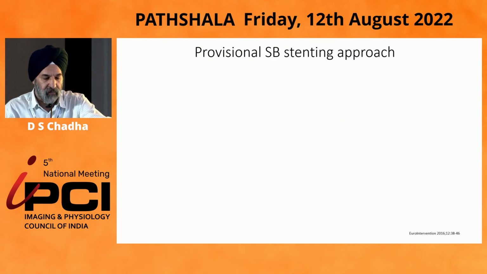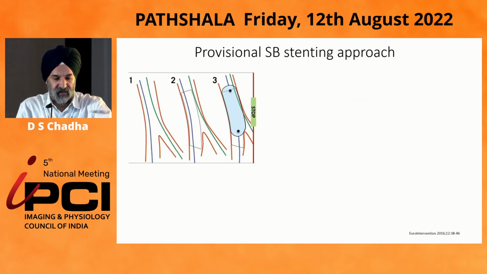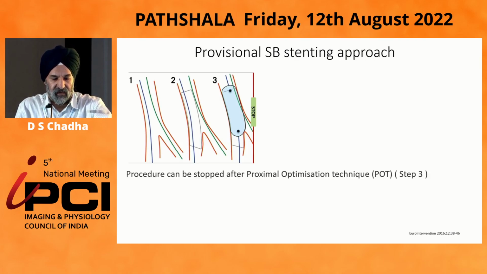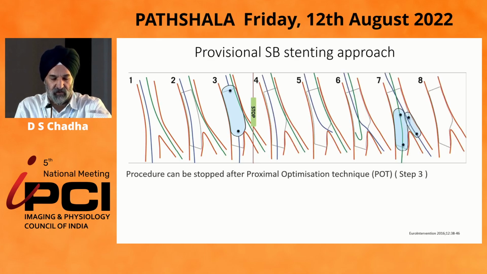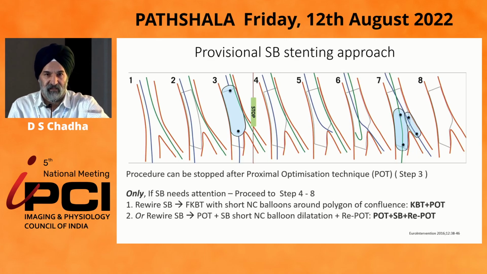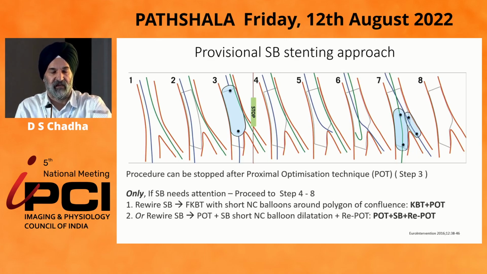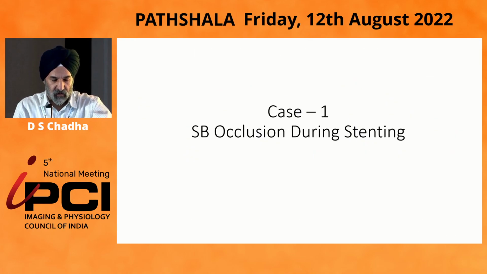Very simple, provisional stenting. Step 1, 2, 3: wire both the vessels, dilate, stent, stop. Yes, that is where the provisional stenting ends, but if something goes wrong, you need to get back. If the side branch is pinched, you may go back, you may do the final kissing, but this is not sacrosanct. It basically depends on what kind of results you produce, what kind of branch it is, and I think we are going to have a lot of discussion on this.